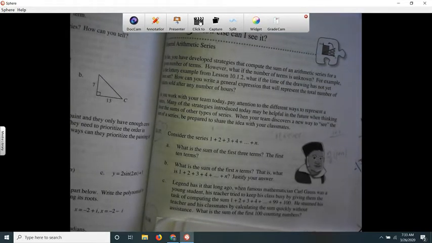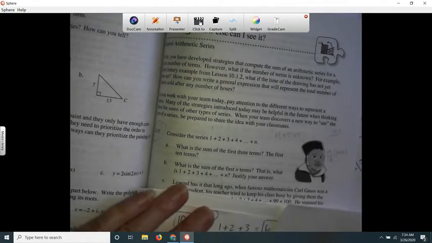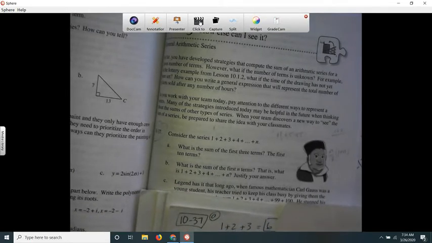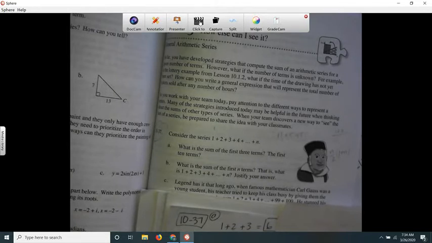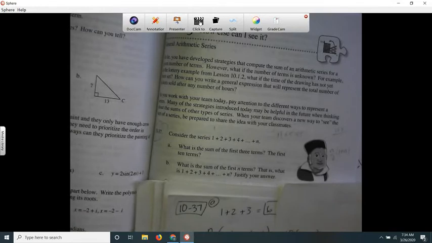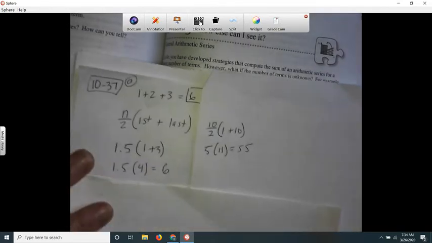So what else does it say? What's the sum of the first n terms on letter B? That is, what is 1 plus 2 plus 3 plus 4 plus blah, blah, blah plus n? If you don't know the last term and you don't have a way to figure it out, you can write it using n.